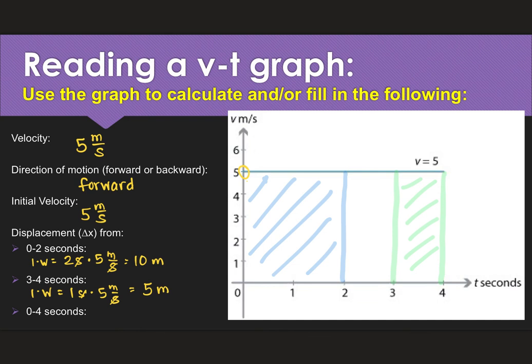And then it's asking me for the whole business from 0 to 4 seconds. So now it wants the whole thing. That's going to be the yellow. And that's going to be length times width, 4 seconds times the 5 meters per second equals 20. And that's how it's done.